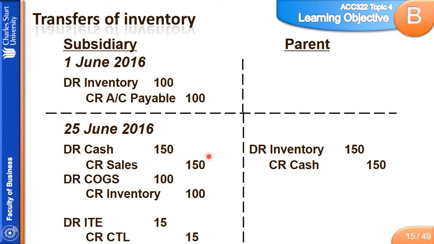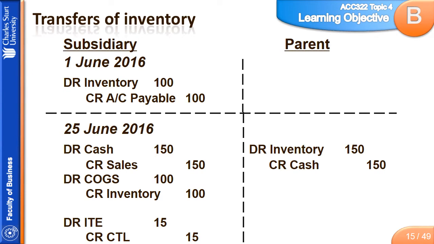Now with this sale of $150, that will need to be eliminated because that's increased the sales account by $150 and it's not realized externally outside of the group. Same with this COGS amount, we'll need to reverse that. That can't be recognized within the consolidated accounts. And the profit, which was $50, the difference between these two, we'll need to eliminate that as well. And that will be done via these two entries.